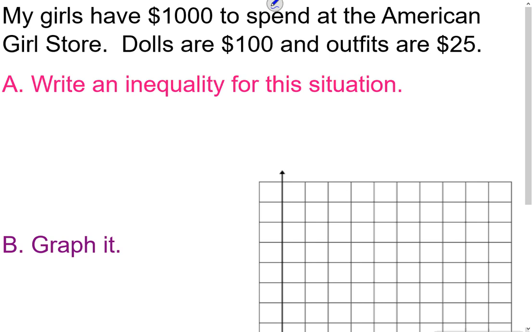I'm going to use D to represent the number of dolls. And then I would like to use the letter O, but O's look like zeros. So I'm going to change it to, we'll go with U, the second letter, and therefore the number of outfits.